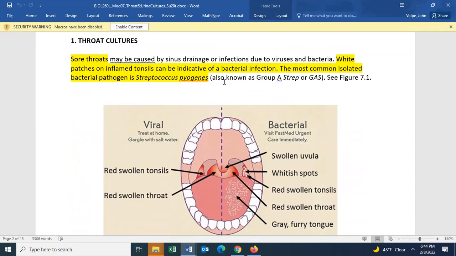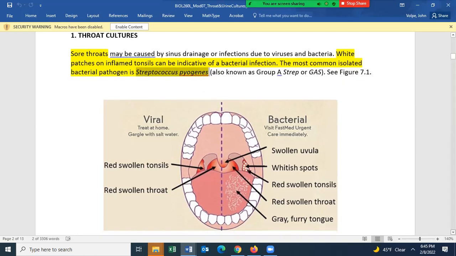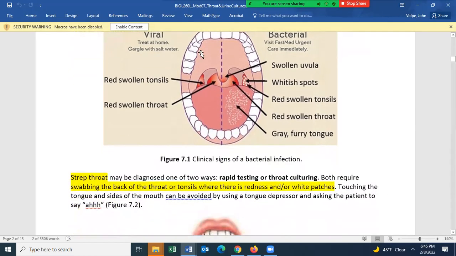The most commonly isolated bacterial pathogen is Streptococcus pyogenes, which has a few other names, such as group A Streptococcus, or GAS for group A Streptococcus. The lab does use group A Streptococcus, I think, but I like calling it specifically by the species name, Streptococcus pyogenes. So a viral infection and then a bacterial infection.